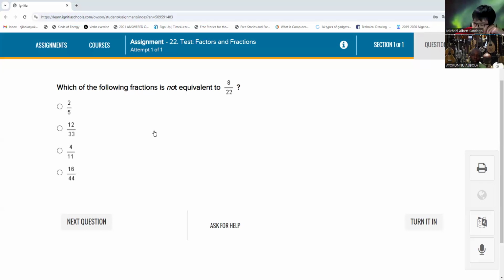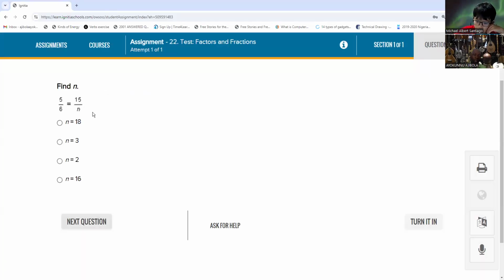And let's say 2 divided by 5, that gives us 0.4, okay? So that one is not equivalent, but let us check the remaining ones. 12 over 33 is 0.36, and 4 over 11 is also 0.36. So the correct option is the first one, which is 0.4.